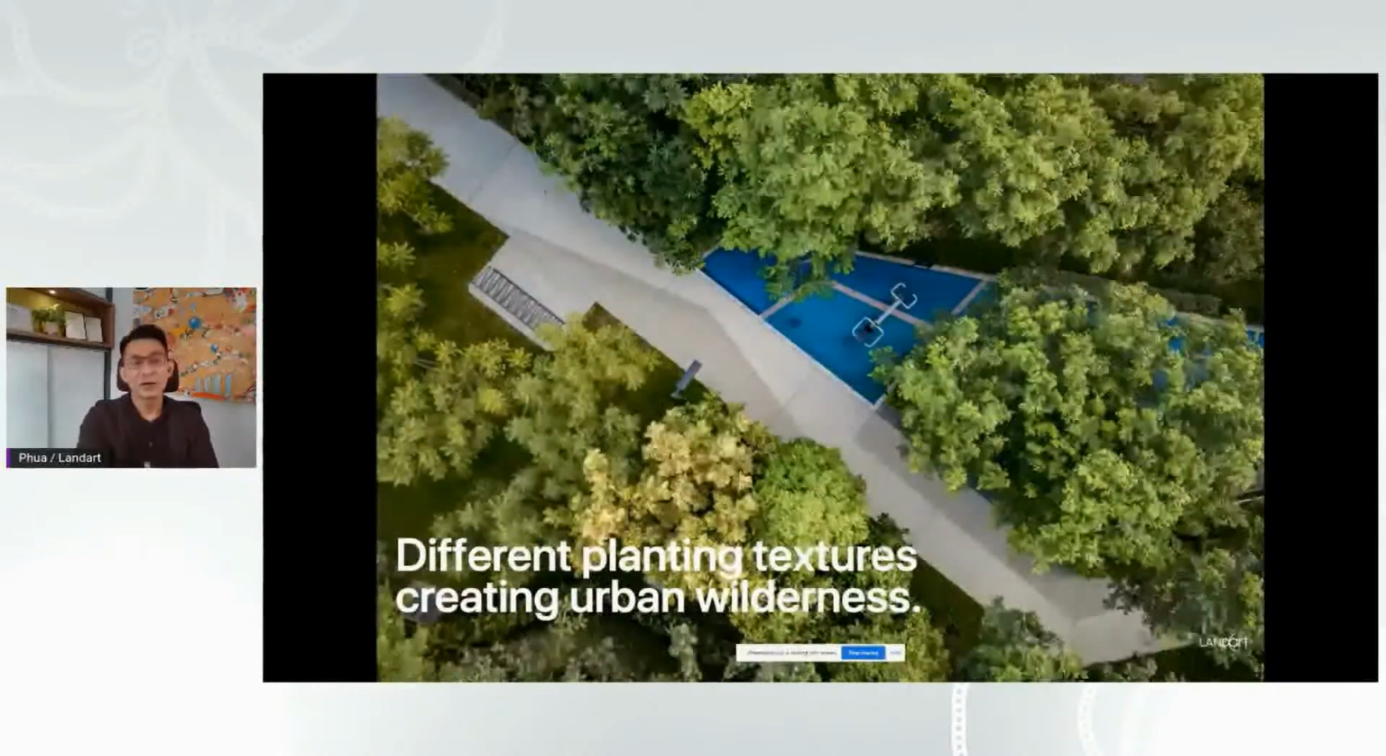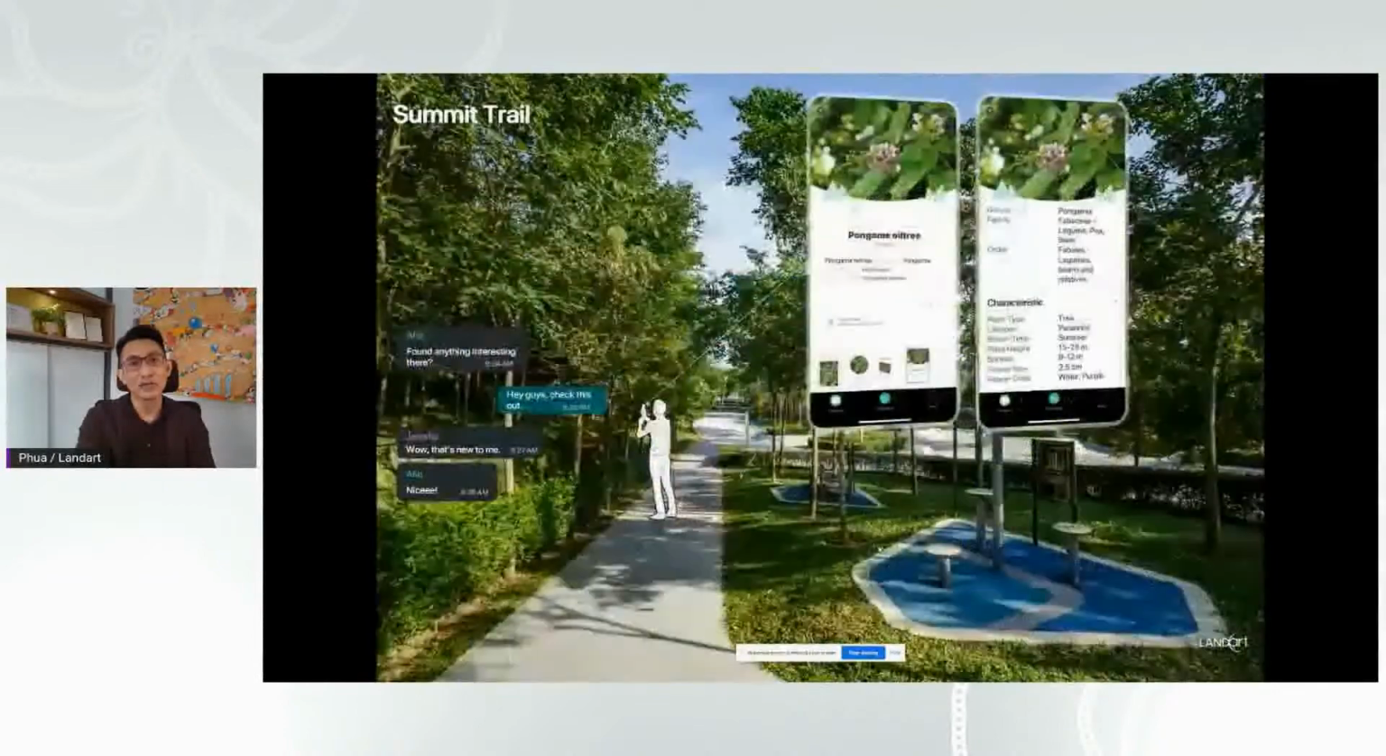So we have different planting textures. When you see from the plan view, some of the species we introduced are avian species that would attract birds back into these areas. So when you pass through here, you can use your IoT tools, like certain apps, to scan the picture of a leaf, and you will know the plant's name and the character of the tree itself.